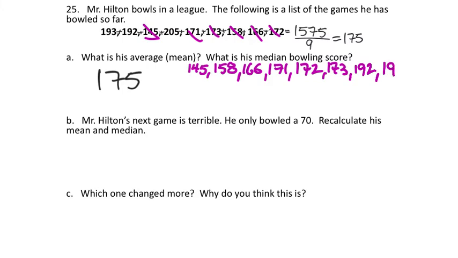$193, and then a 205 value. So I think I got all of those in there. It's final 3. Okay, so the median is right in the middle. So I just need to find the number that's right in the middle. 145 and 205 essentially cancel each other out. Same with 158 and 193, 166 and 192, 173 and 171. And the number right in the middle here is 172, so that would be our median.